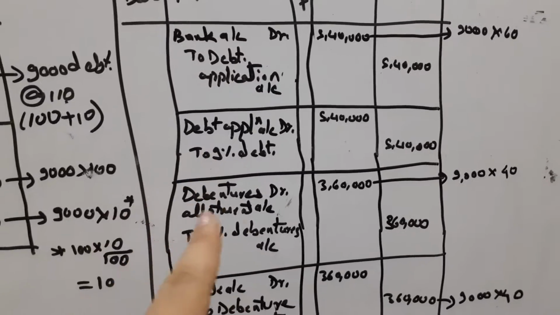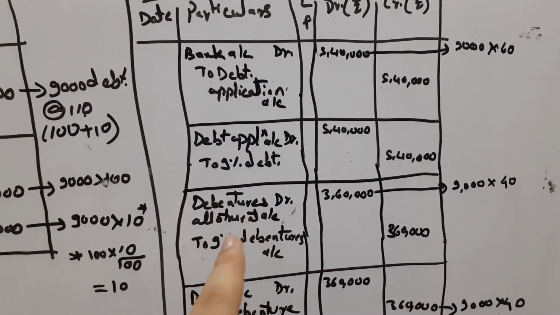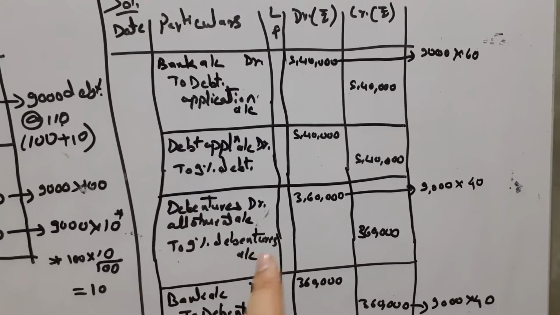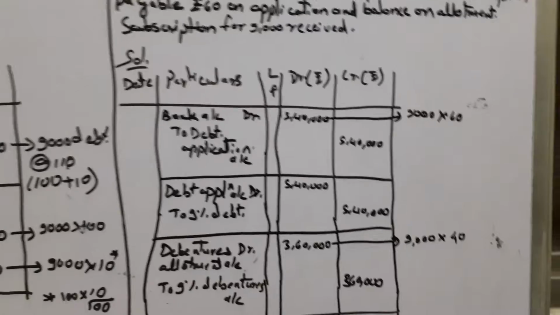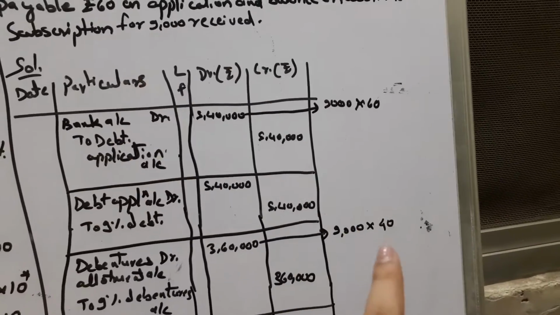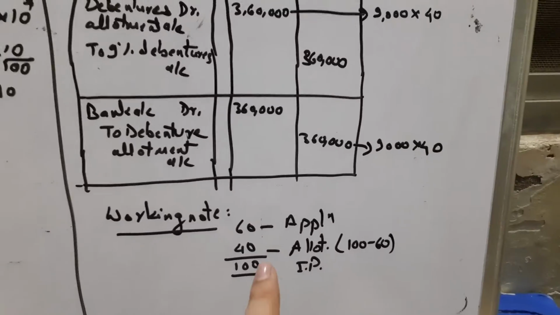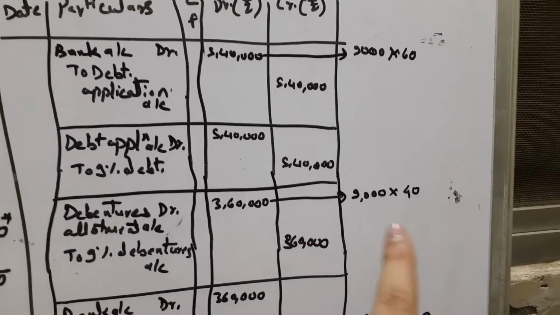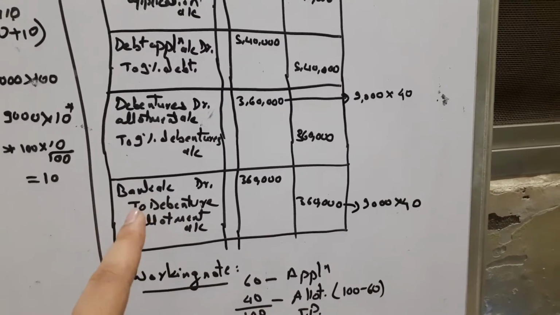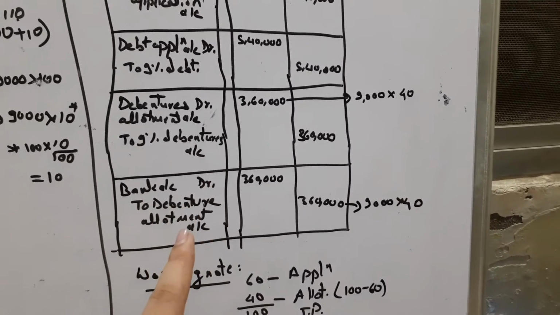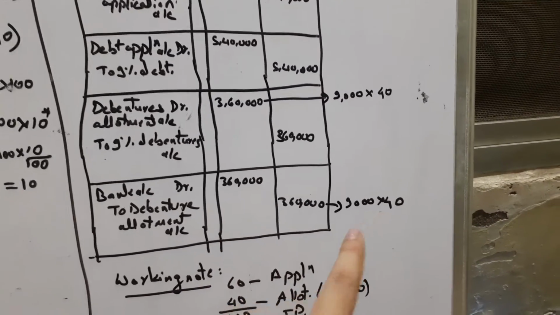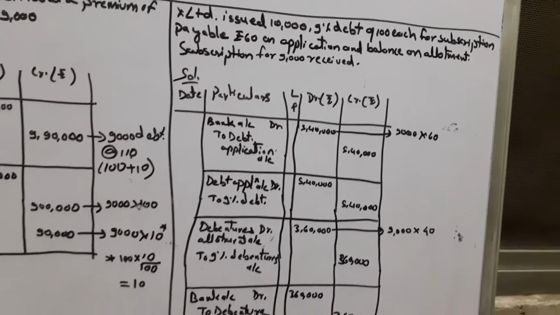So debenture allotment account debited, 3,60,000 to 9% debenture account. How is this 3,60,000? Because your subscription received is for 9,000, whereas as per the working note, my allotment amount is 40 rupees. So 9,000 into 40 is 3,60,000. Then the last entry is the receipt entry, bank account debited to debenture allotment, 3,60,000, which is 9,000 into 40. Now this is how the question goes.